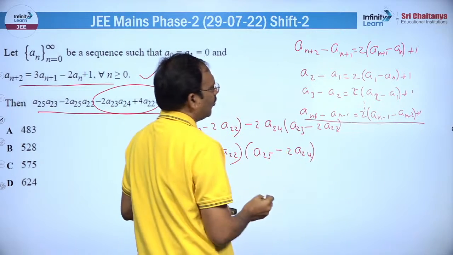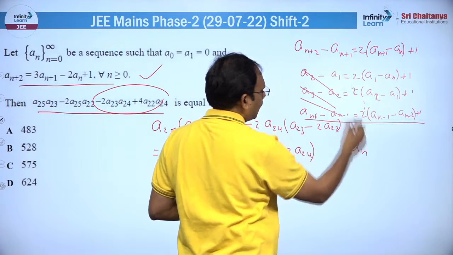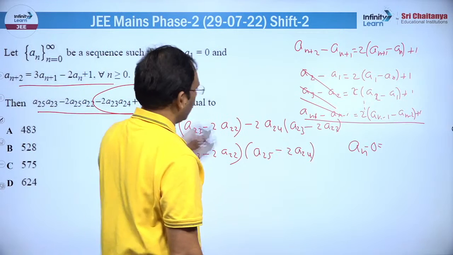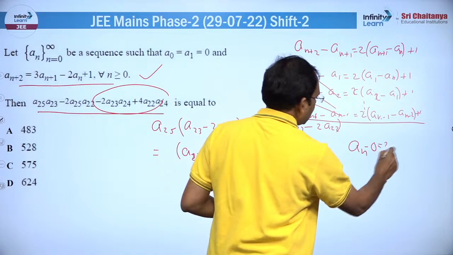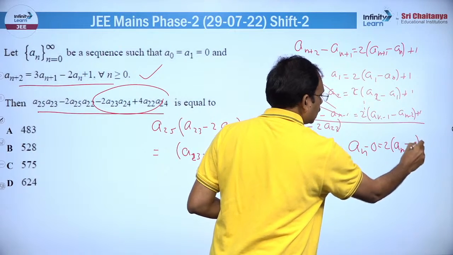You just add all these, my dear friends, these get cancelled. You will get a n minus a1, which is given as 0 in this particular problem, is equal to twice (a n minus 1 minus a1) you will get, which is also 0.